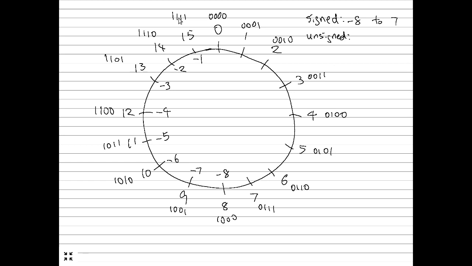What about unsigned, which means I don't need to represent anything that's negative? I can use everything on the non-negative side. What is the range of an unsigned interpretation? 0 to 15. Okay, very good. So remember this.